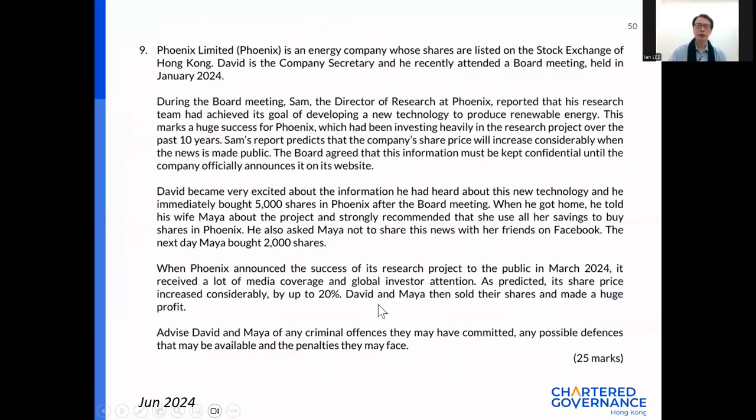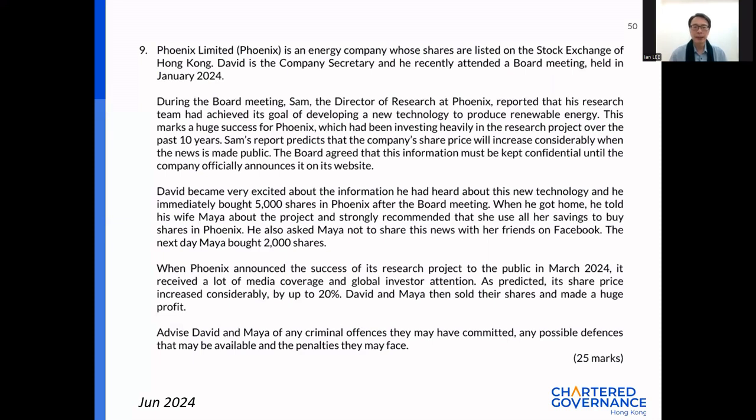Okay, so we've finished question 8. We can now move on to question number 9 of the June 2024 exam. So we have Phoenix Limited. It's an energy company whose shares are listed on the Stock Exchange of Hong Kong. David is the company secretary, and he recently attended a board meeting held in January 2024.